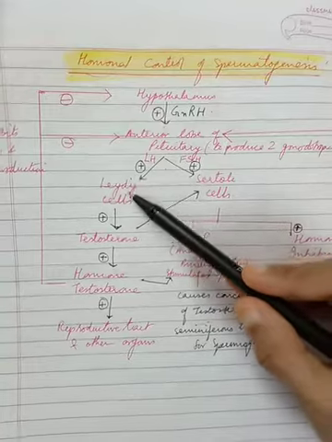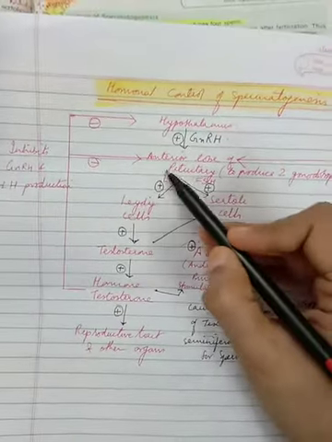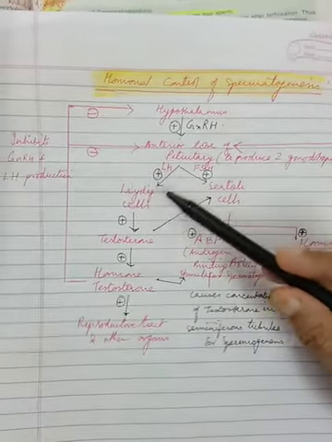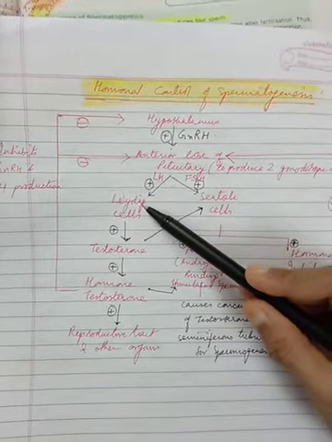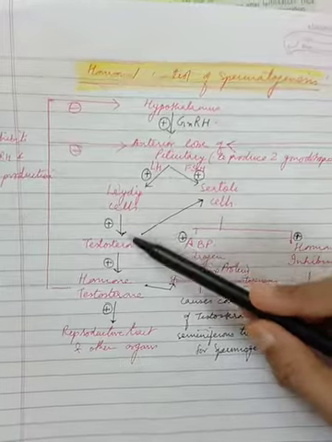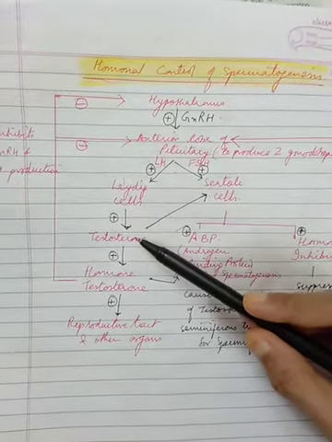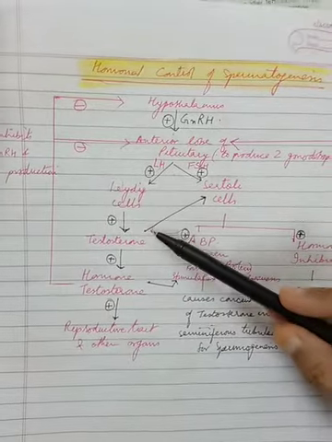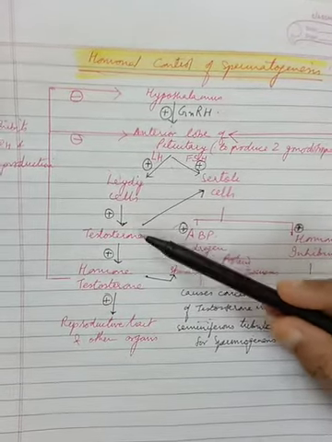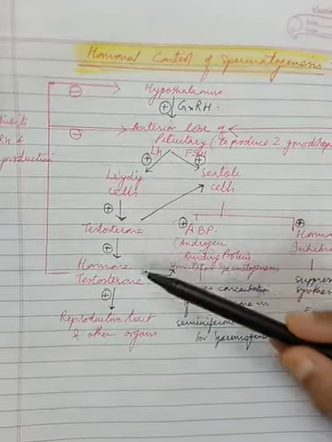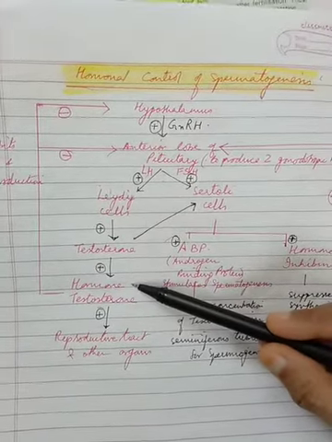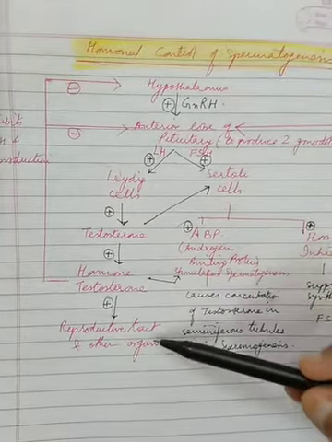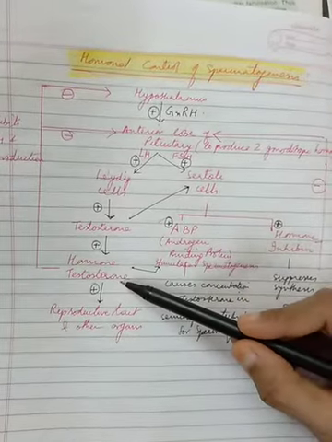LH acts on Leydig cells. Remember, L alphabet acts on L only. So the LH hormone affects the Leydig cells, and this stimulates them to secrete the androgens. Androgens means the group of hormones from the male system, and the most important one is testosterone. This testosterone stimulates the process of spermatogenesis because this is the acting male hormone. Alright, so the hormone is released.